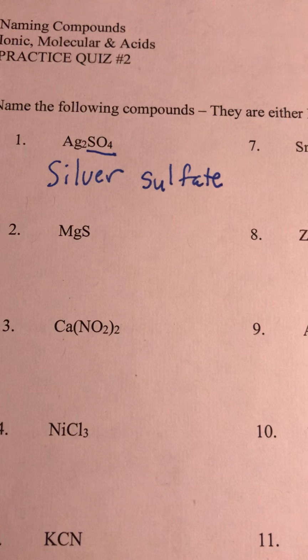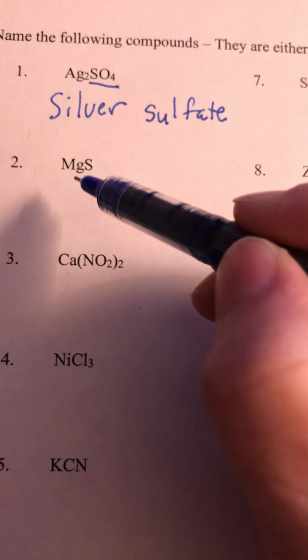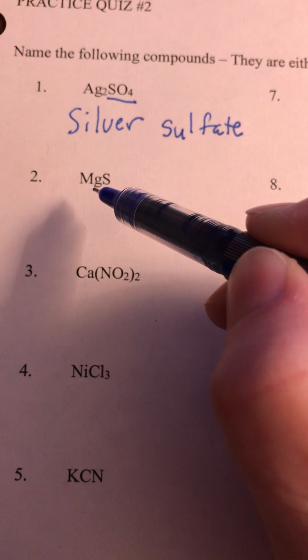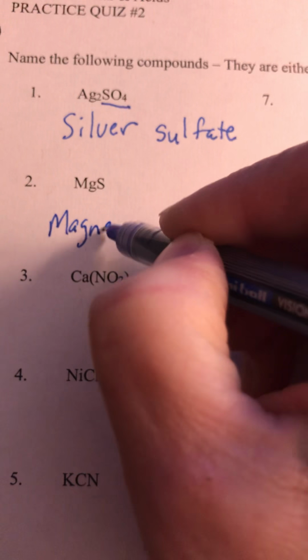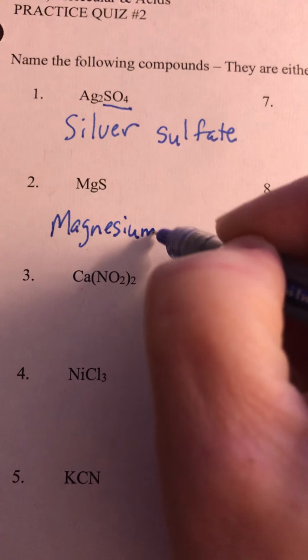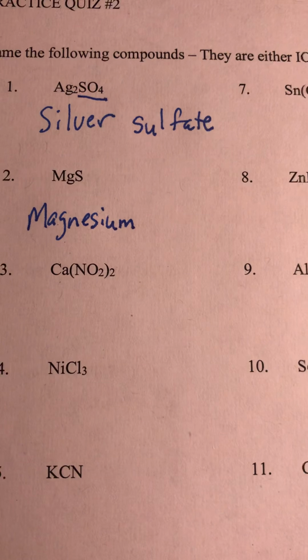And so this thing is silver sulfate. All right. So this first one is Mg, it's a metal, and it's magnesium. So then we look at magnesium. Can magnesium have more than one charge?